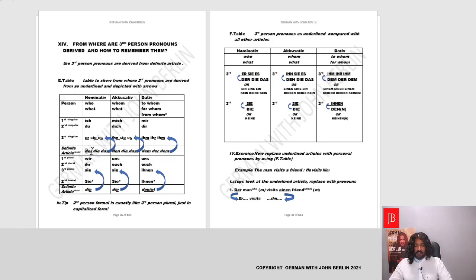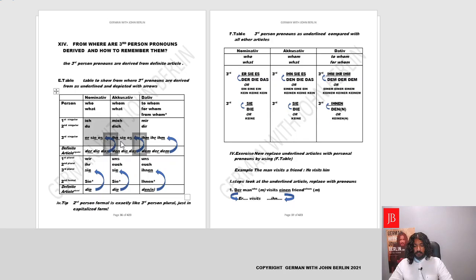Now, these are the definite articles written right in between, underneath the third person singular as well as the third person plural. These are your singular articles. This is the plural article. So let's have a quick look. They are der, die, das, nominative, den, die, das, accusative, dem, der, dem, dative, and there are some respective plurals, die, die, den with an extra n. Yes. So let's compare where the third person pronouns are derived from.